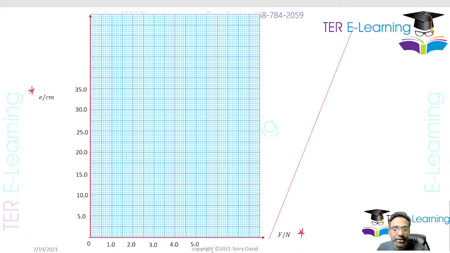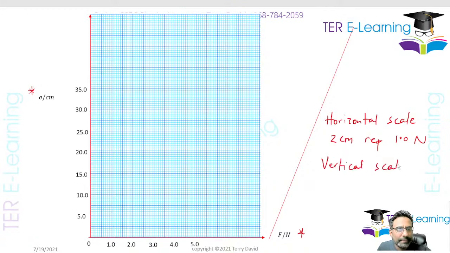And I chose a simple scale here on the horizontal axis, 2 centimeters for 1 unit. So on my horizontal scale, I'm using 2 centimeters to represent 1.0 newton. That's what I'm using on my horizontal axis. On my vertical axis now, because I want to cater, I want to reach as far as 22.5, sorry, that's what I'm trying to reach. So what I chose on the vertical scale in this scenario is 2 centimeters to represent 5.0 centimeters, right? That's what I chose for my scale here.